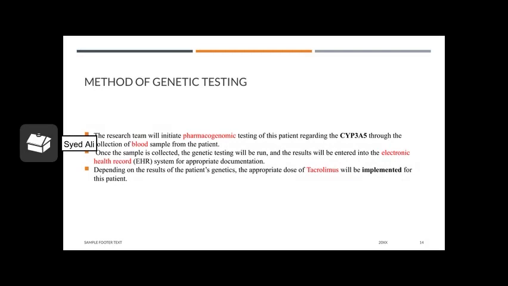So now I will be talking about the method of genetic testing. The research team will initiate pharmacogenomic testing of this patient regarding the CYP3A5 enzyme through the collection of a blood sample from the patient. Once the sample is collected, the genetic testing will be run and the results will be entered into the electronic health record system for appropriate documentation. Depending on the results of the patient's genetics, the appropriate dose of tacrolimus will be implemented for this patient.